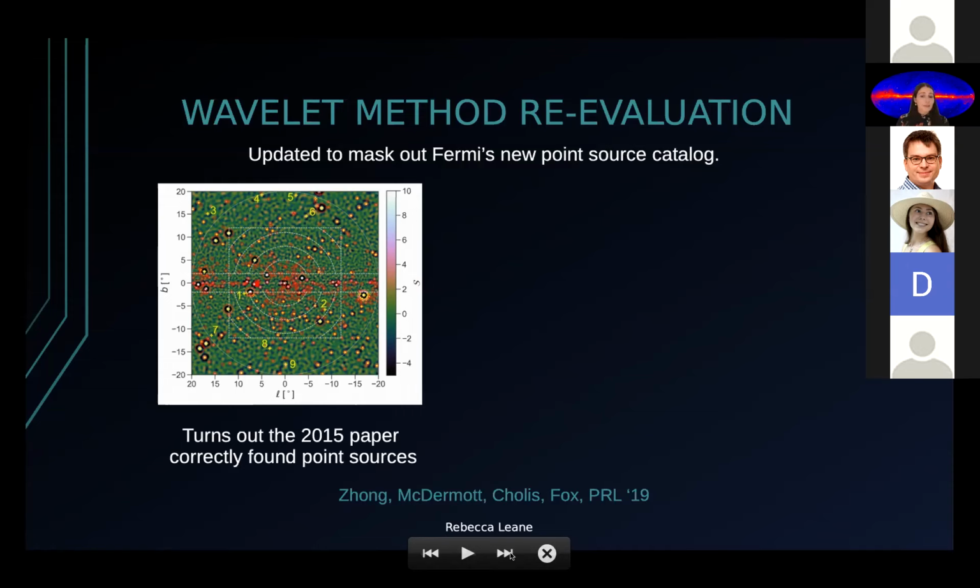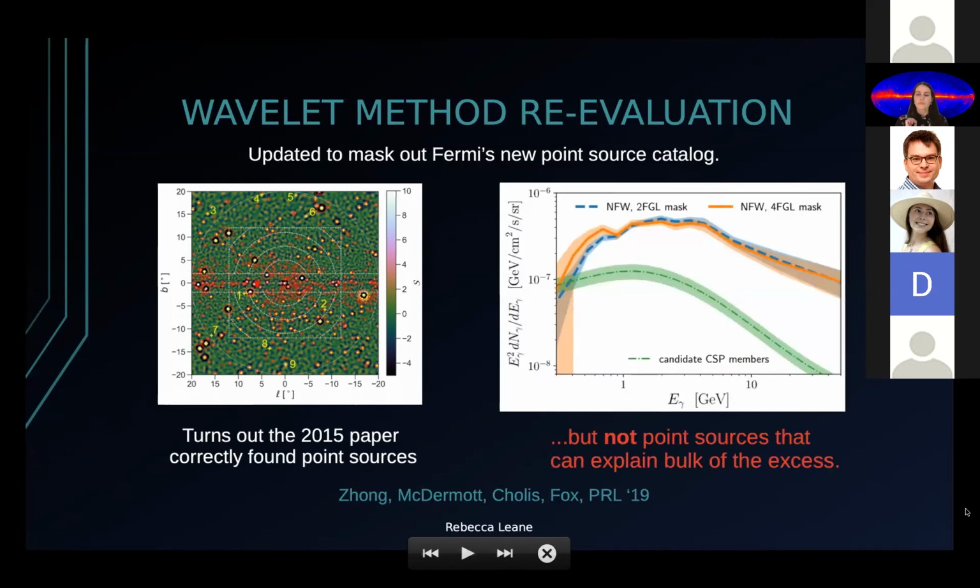But then the really interesting thing you can do now with this is, well, if these are part of a catalog, you have information about them. So you can have a look in your catalog and see, what are these point sources? Are they something that could be the excess? So it turned out actually, most of these point sources can't actually explain the bulk of the excess at all.